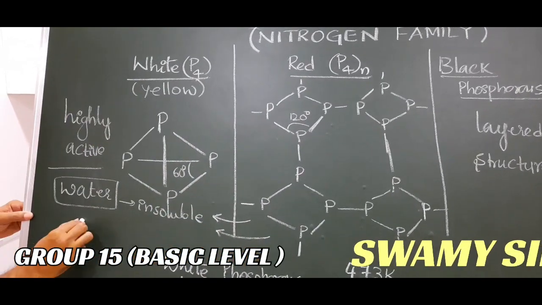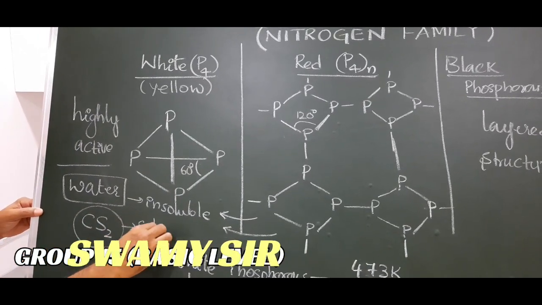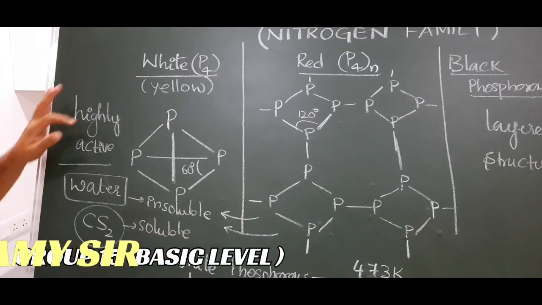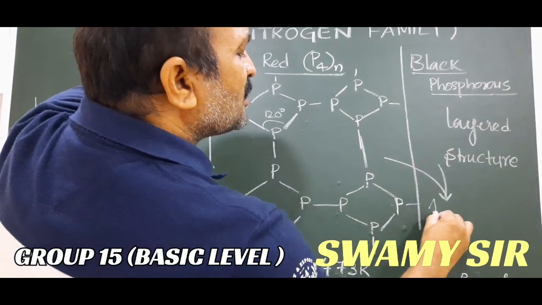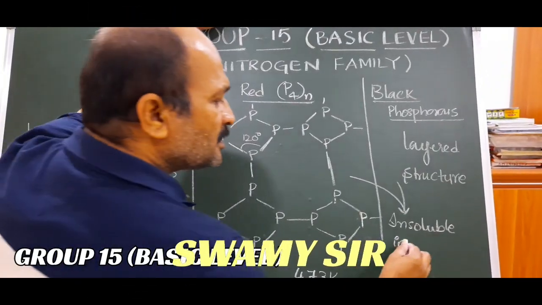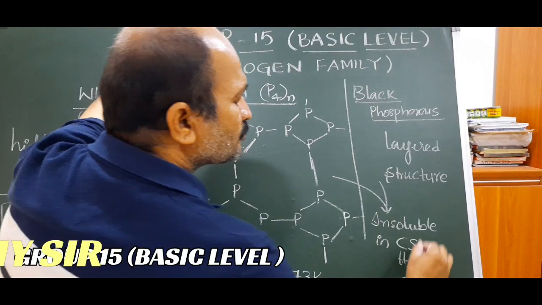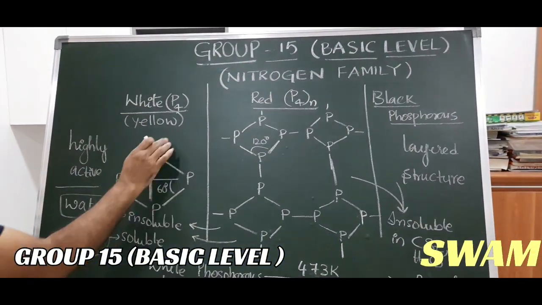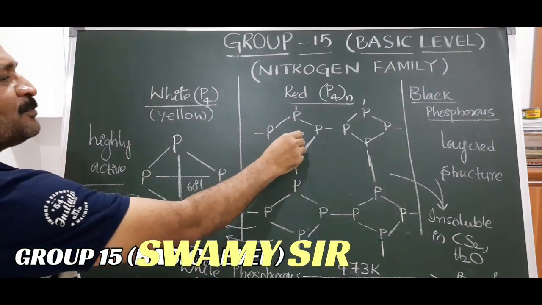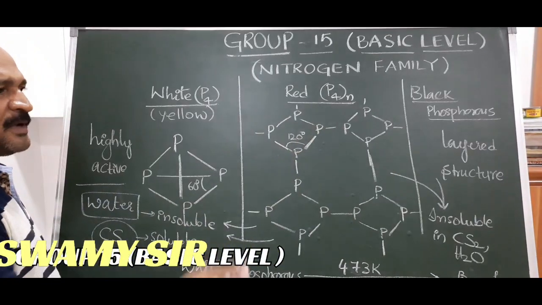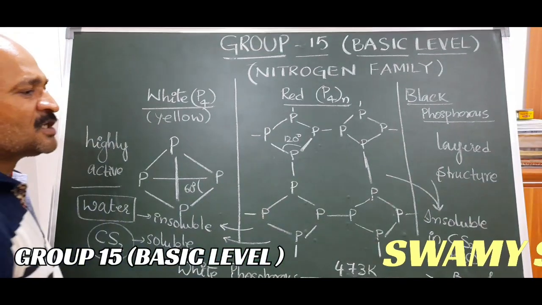But white phosphorus is soluble in carbon disulfide. White phosphorus is soluble, but red and black phosphorus are insoluble in carbon disulfide as well as in water. White phosphorus is more reactive, red and black phosphorus are much less reactive. Red phosphorus is used in matchbox or matchstick preparations, and black phosphorus has no commercial importance.